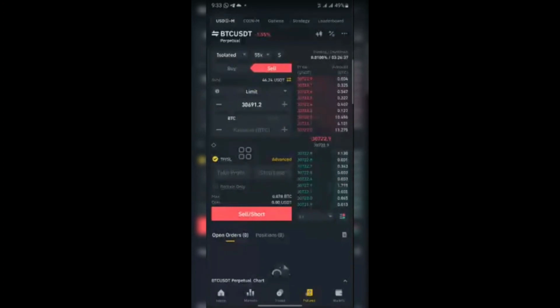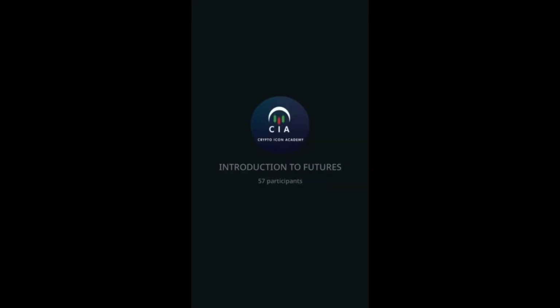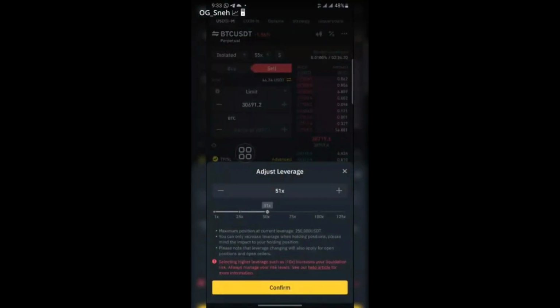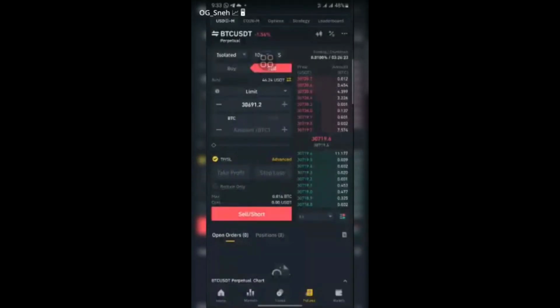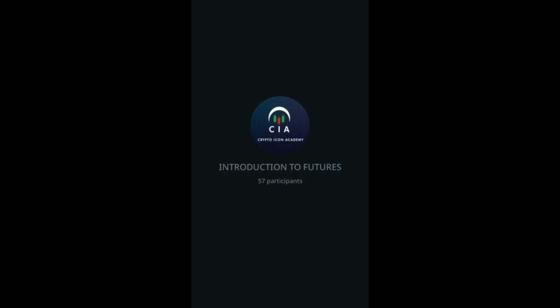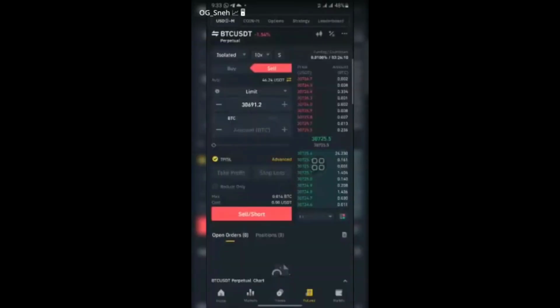Okay, you have $10. If I use 10x, it means I want to borrow 10 times of my money more. So 10 times 10 is what? $100. So I want to use $100. If I use $100 now, instead of waiting for BTC to reach maybe 60,000, I can just wait for it to reach maybe 45,000 to make an extra $10. You understand? I don't know if you get me.